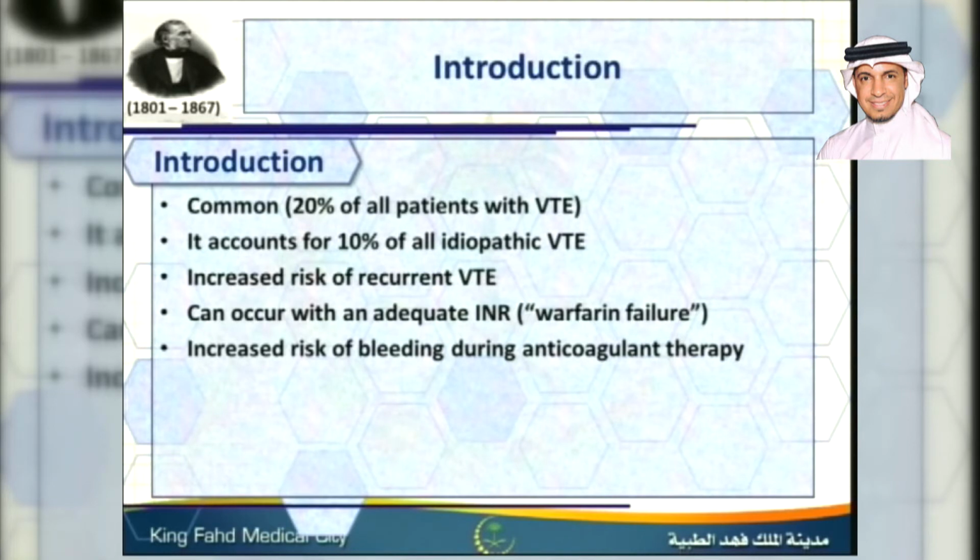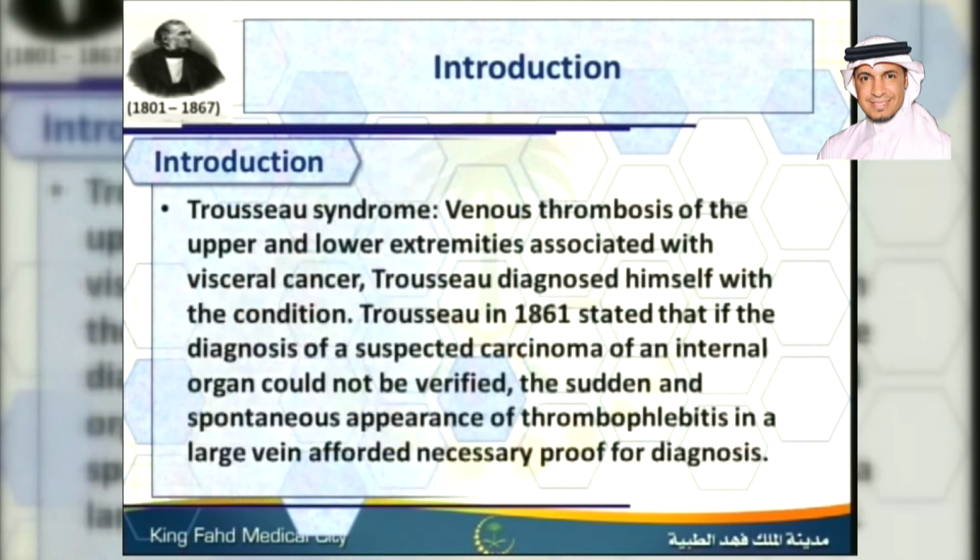We call it warfarin failure. One of the causes of warfarin failure is either cancer, Behçet disease, antiphospholipid syndrome, or heparin-induced thrombocytopenia. Such patients can have breakthrough thrombosis on adequate anticoagulation. There is also an increased risk of bleeding during anticoagulation, which is challenging because of the chemotherapy, the thrombocytopenia, and comorbidity; they can have bleeding on anticoagulant therapy.